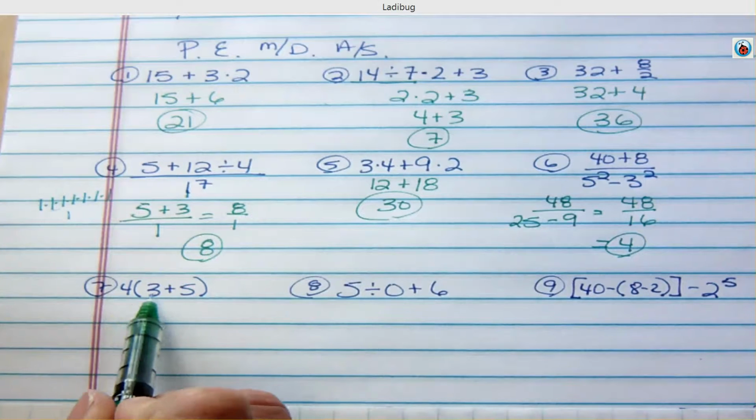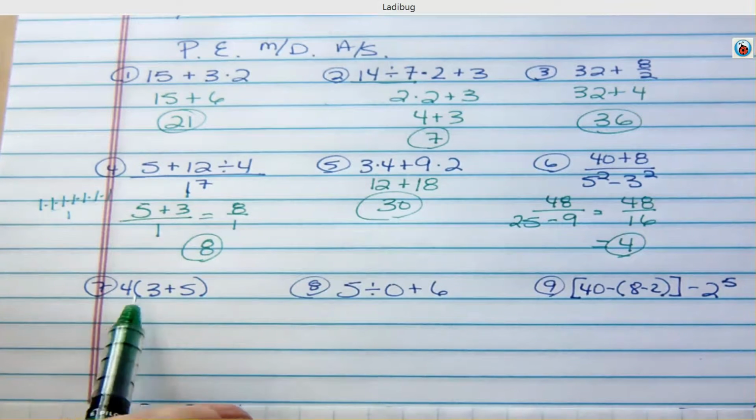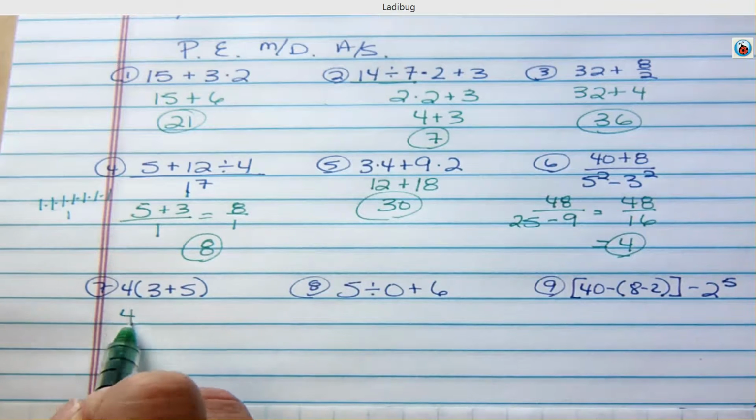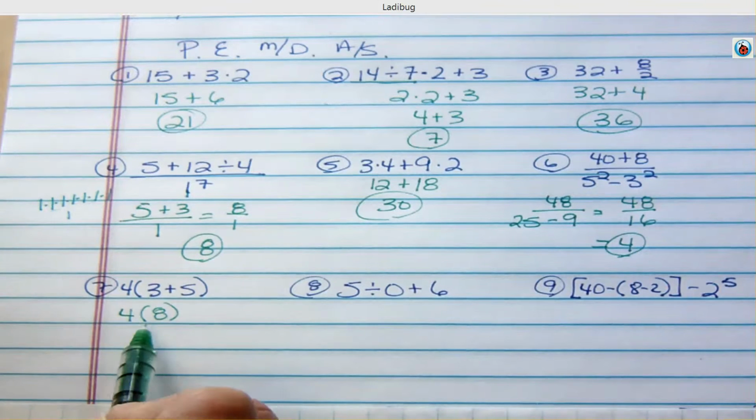So in here I have 4 outside of parentheses, and that means automatically that I'm multiplying. So I'm multiplying 4 times, but I always want to do inside the parentheses first. 3 plus 5 is 8, and 4 times 8 is 32.